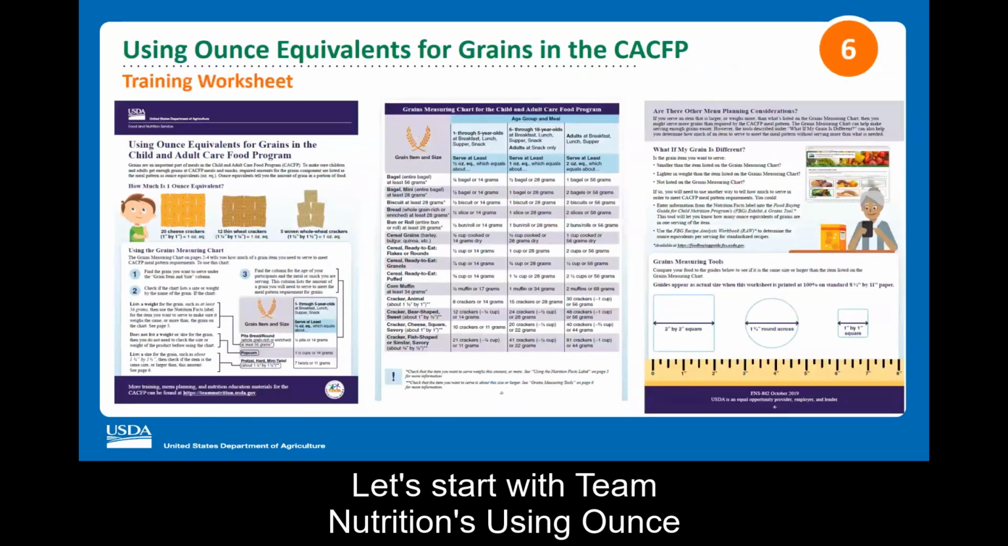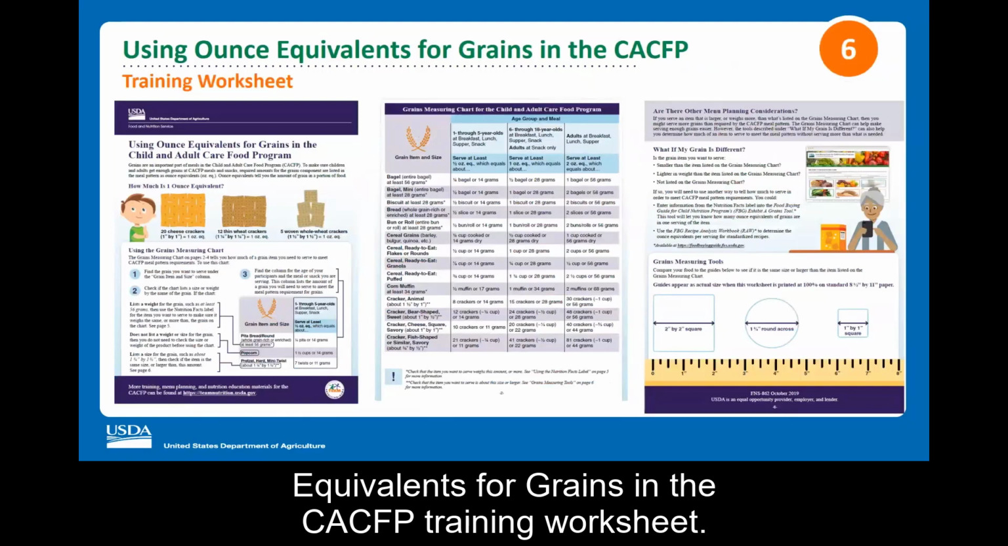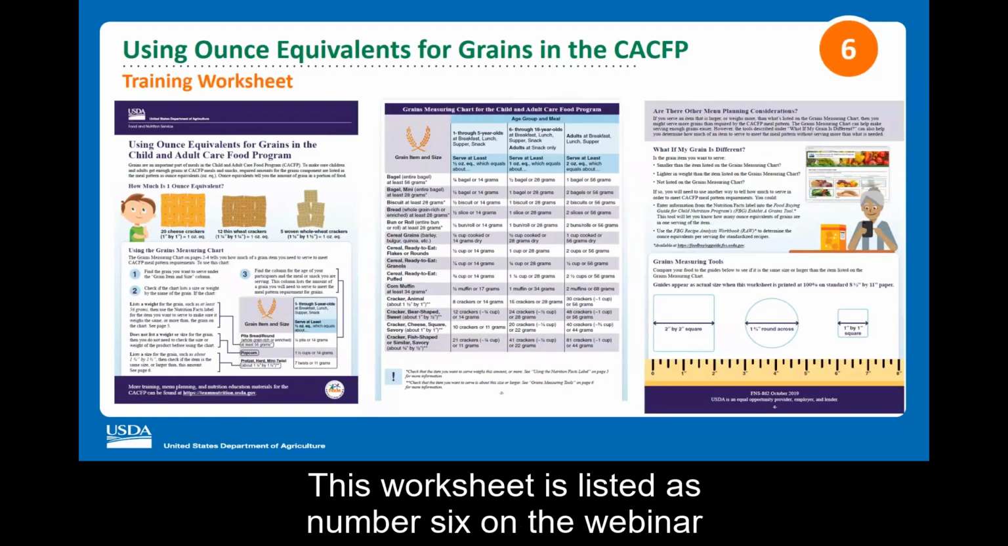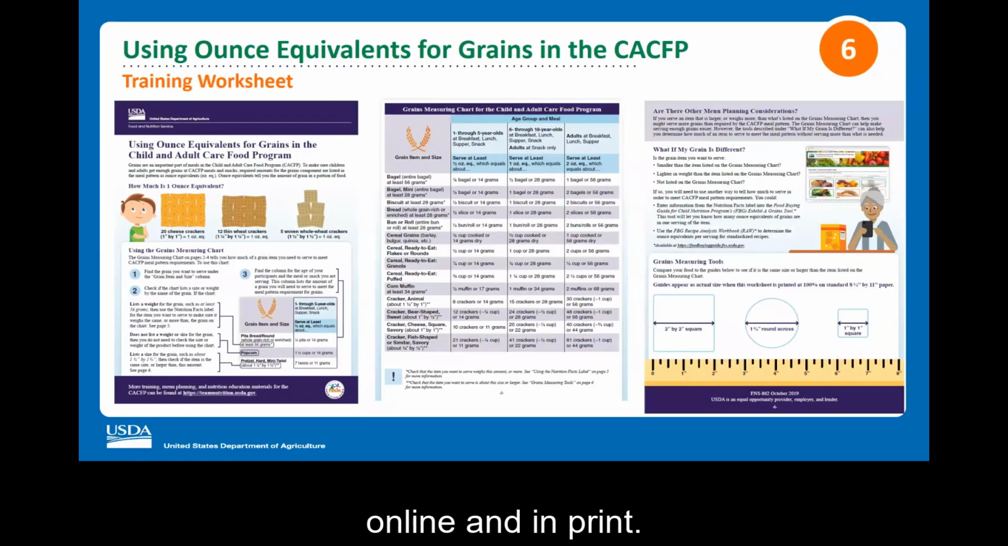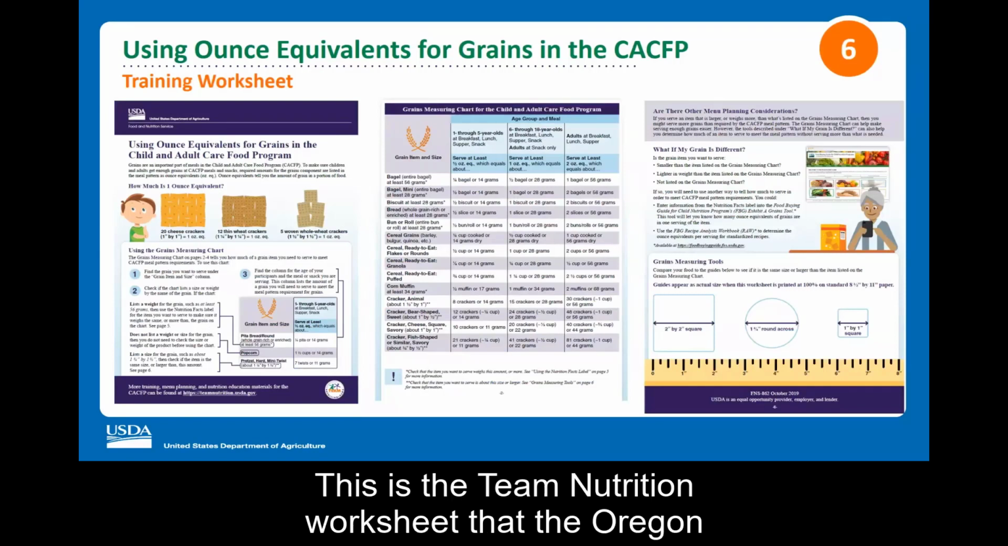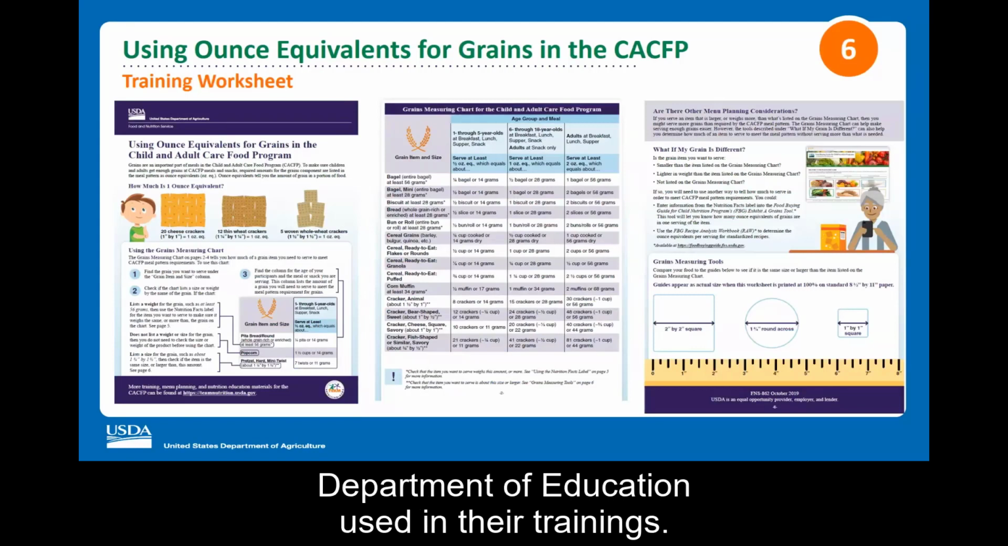So let's start with Team Nutrition's Using Ounce Equivalents for Grains in the CACFP Training Worksheet. This worksheet is listed as number 6 on the webinar emails and is available in English and in Spanish, online and in print. This is the Team Nutrition worksheet that the Oregon Department of Education used in their trainings.